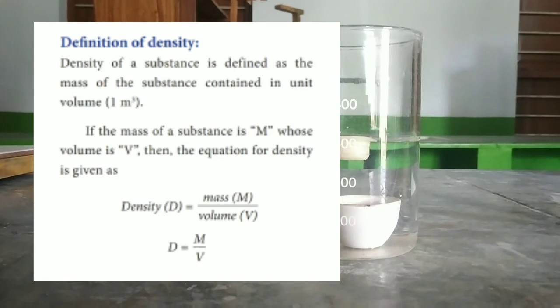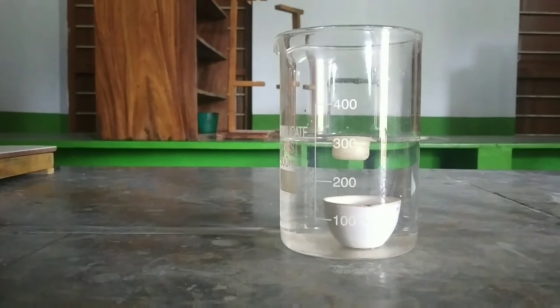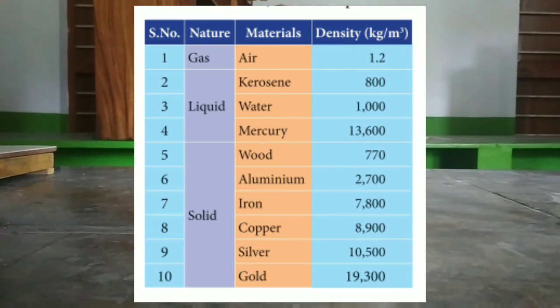Now let us learn the density of different materials. First one is gas. The material is air. Density is 1.2 kilogram per meter cube. Then the nature of the substance is liquid. Material kerosene, density is 800 kilogram per meter cube. Water, 1000 kilogram per meter cube. Mercury, 13,600 kilogram per meter cube.